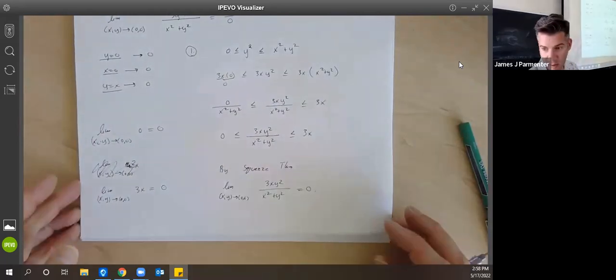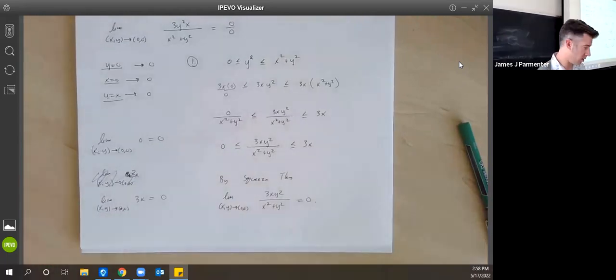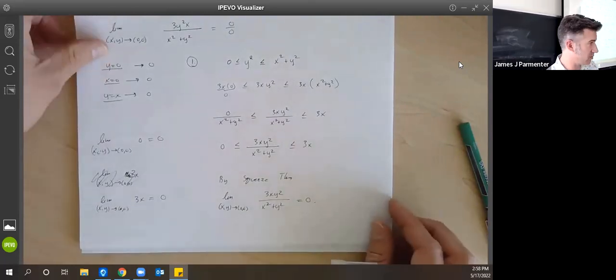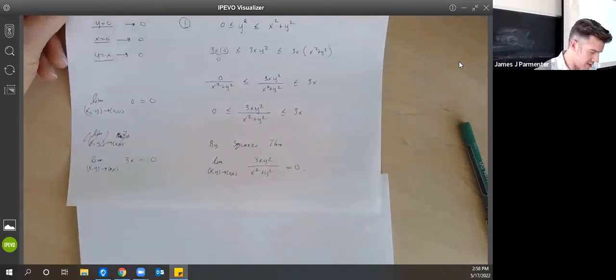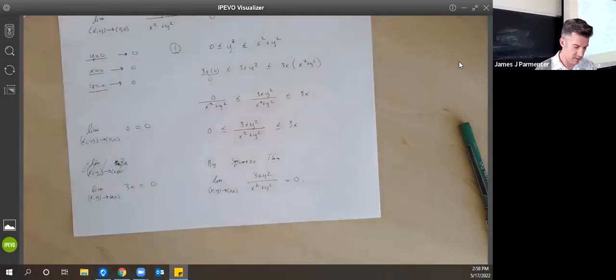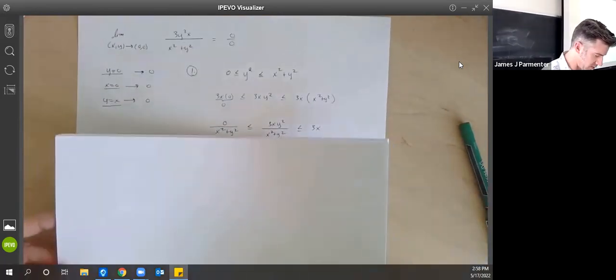That's definitely one way of doing this problem. There is another way that will sometimes work. Specifically, it usually works if you have an x squared plus y squared. So let me show you the other way of approaching this one. There is a homework problem that asks you to do this next part.